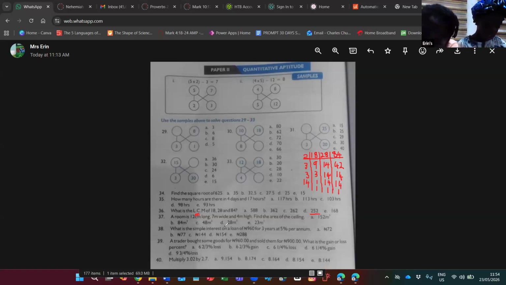So I see 84, 24. 84, 8, 4, 8, 4. 84 meters square. Yes, that's what I said.